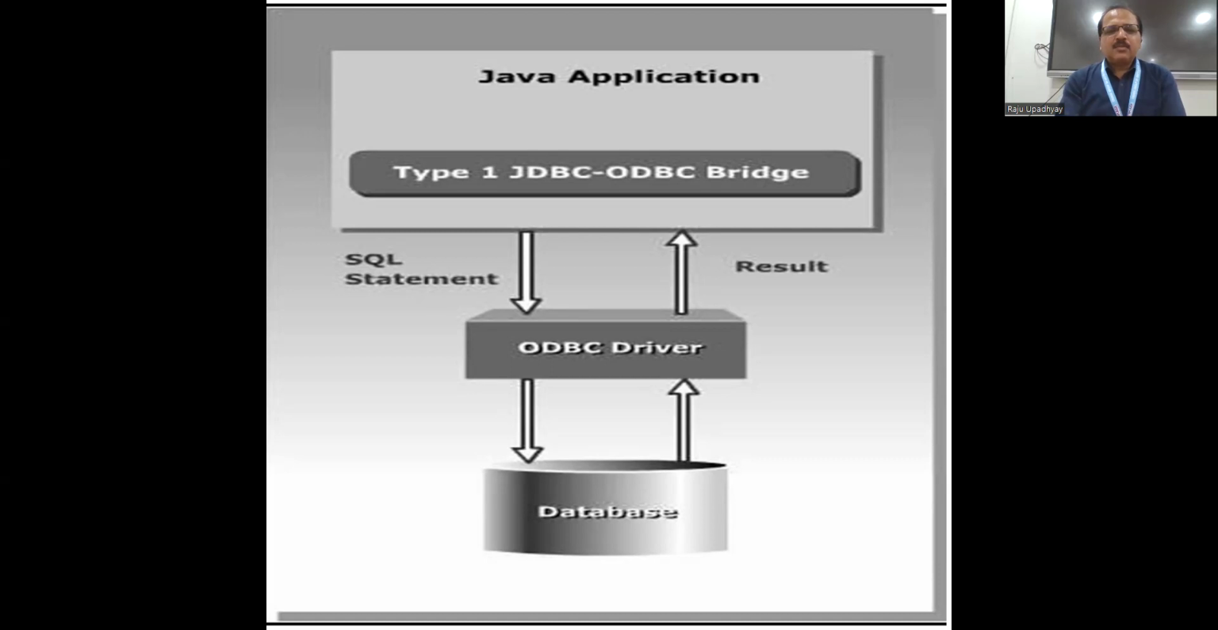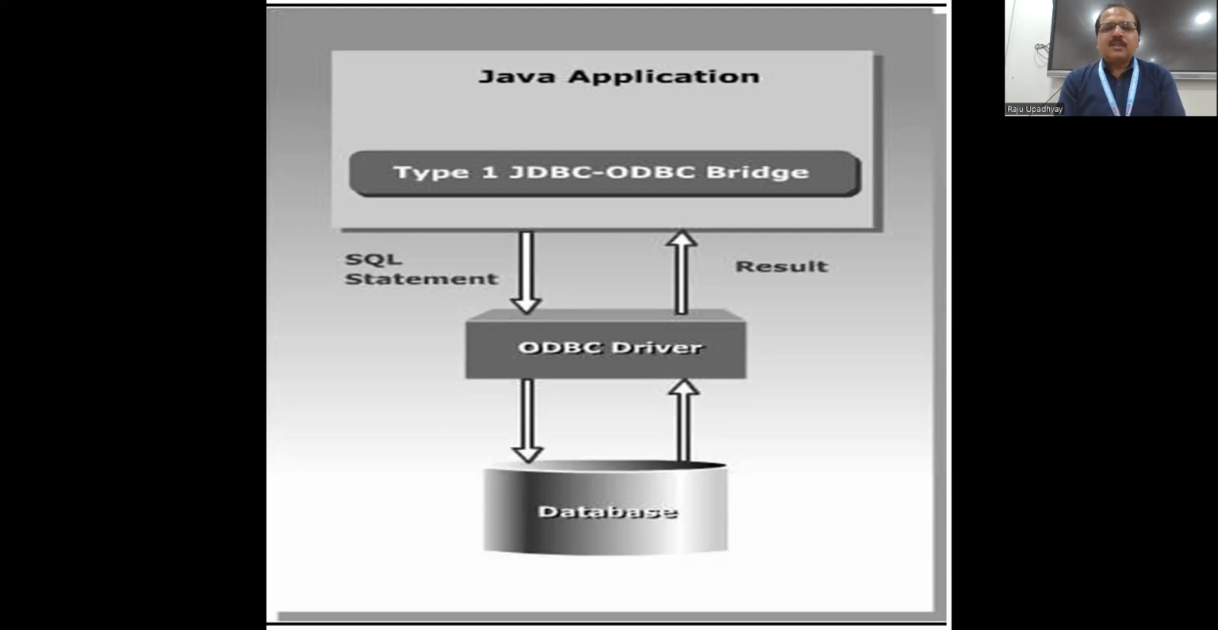The JDBC ODBC bridge driver is termed the type 1 driver. The native API driver is termed the type 2 driver. The network protocol driver is termed the type 3 driver. And the native protocol driver is termed the type 4 driver. Type 4 is the latest driver available, which is being used in the industry. One by one, we will talk about all 4 drivers, and later, when I reach the creation of an application, I'll be implementing the concept of the type 4 driver only.